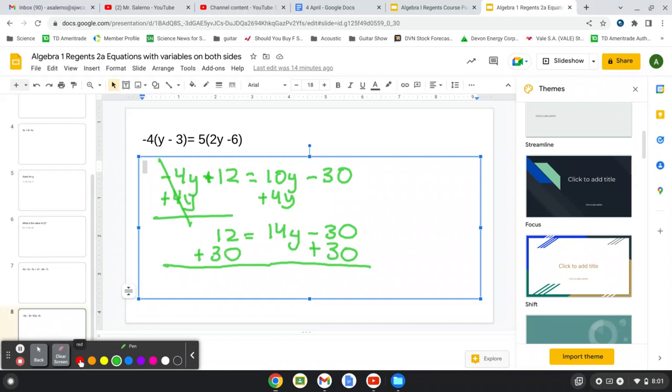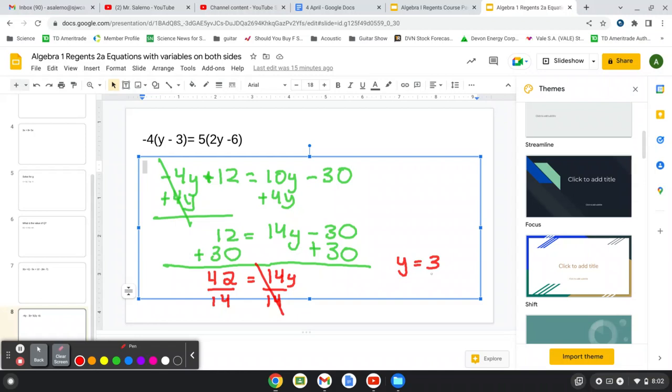So let's change the color here. So what do you think this will be? Okay, so we have here 42 equals 14y. Again, the opposite operation of multiplication is division, so we'll divide the 14 on both sides. And 42 divided by 14 is 3, right? So y equals 3.